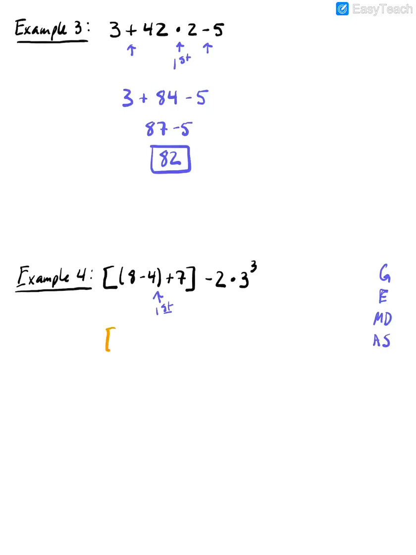So I get 4 there. Now once you do the things inside those grouping symbols, you can get rid of them. So the act of taking 8 minus 4 gets rid of the parentheses, leaving you with just 4. Okay, now I see I do this next. The brackets. So 4 plus 7 should give me 11.